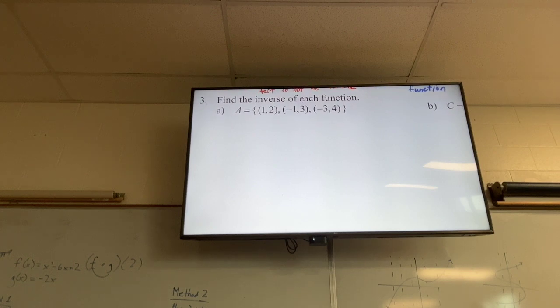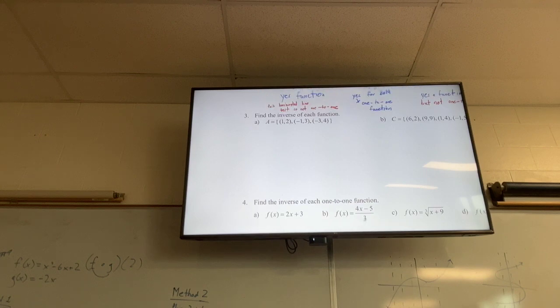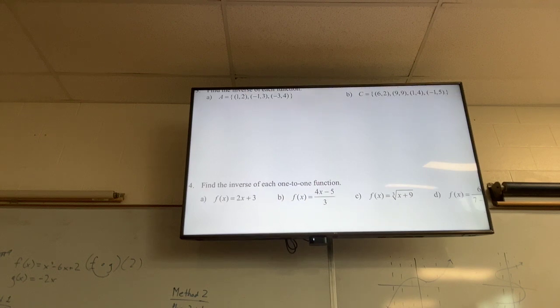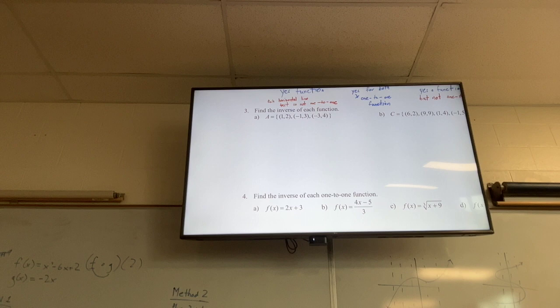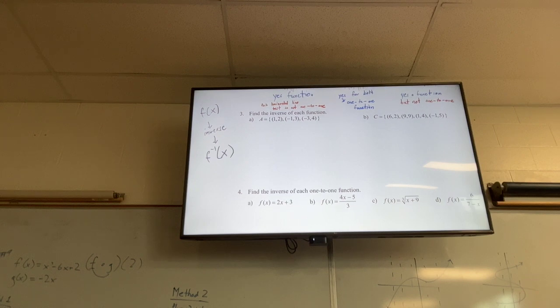All right. Now we have to find the inverse of each function. It's commonly written as, if you have a function f of x, its inverse is often written f to the negative 1 of x.